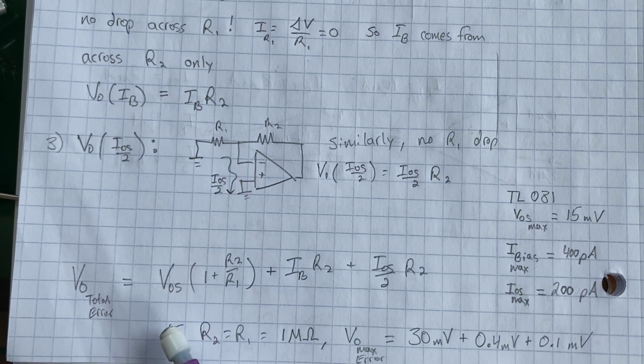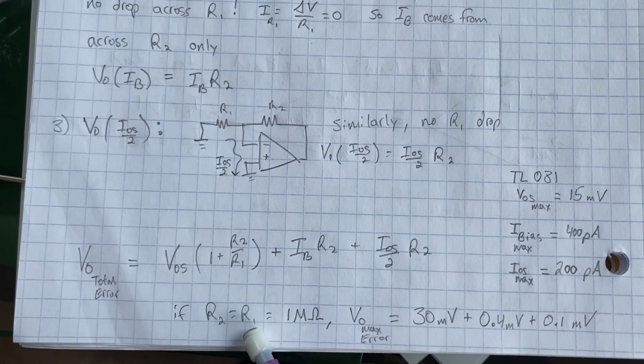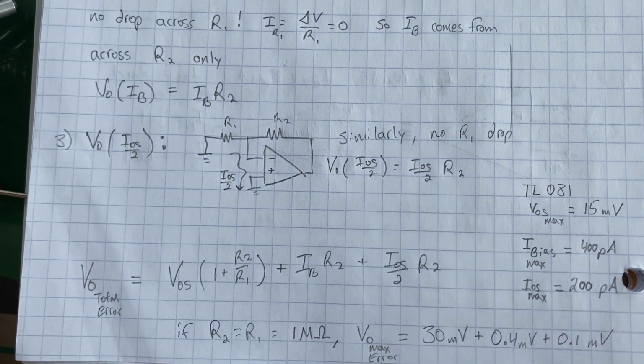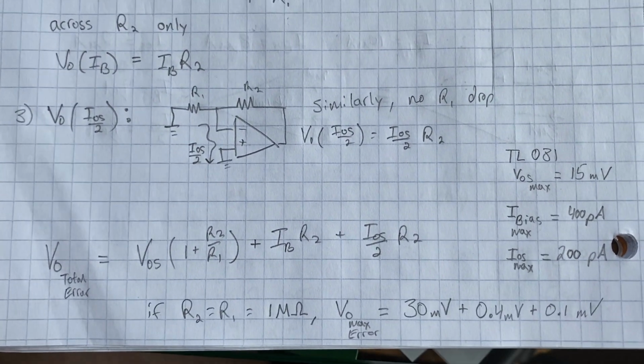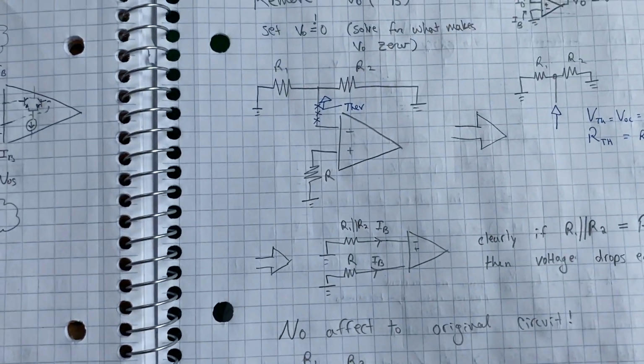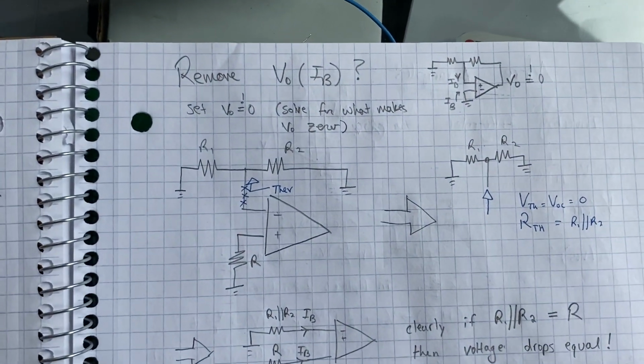If you take the total error with, let's say, both of these resistors are 1 meg, then you get about a 30 millivolt offset, which could be significant if you're trying to amplify low voltage stuff and amplify it a lot. Might be sensitive to noise.